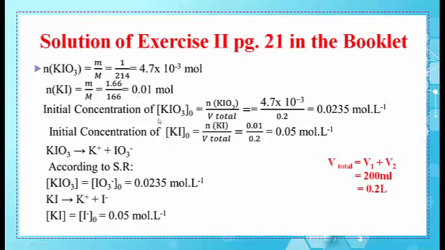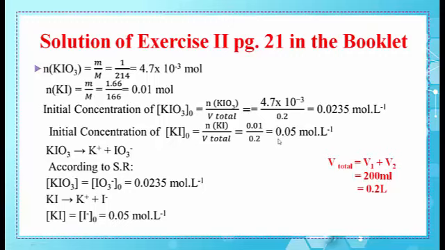Now the initial concentration of KIO3, initial at time 0, is equal to its number of moles over the total volume of the solution, which is 200 milliliters or 0.2 liters: 4.7 times 10 exponent minus 3 over 0.2 equals 0.0235 mole per liter. And the initial concentration of KI at time 0 is equal to its number of moles over the total volume of the solution, equals 0.01 moles over 0.2 liters, equals 0.05 mole per liter.